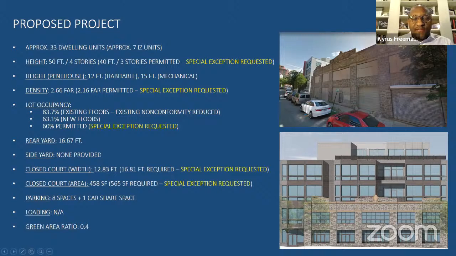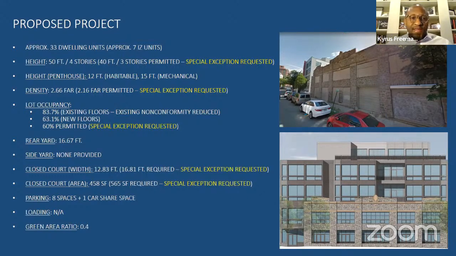This indicates our relief, right? Our proposal is for 50 feet. That requires special exception relief. Our density is 2.66, whereas 2.16 is permitted. Again, another area of special exception relief. But what you will see in another slide is the bulk, 75% of this additional FAR is actually going towards affordable housing. We need relief from the lot occupancy requirement.